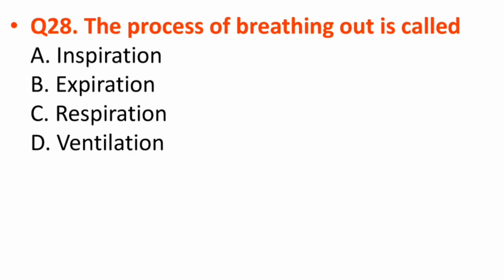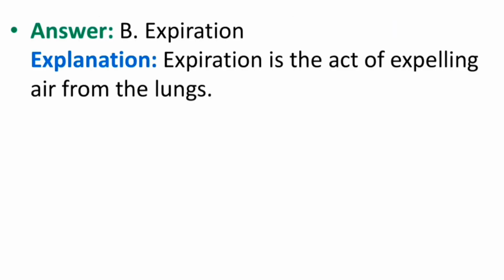The next question. The process of breathing out is called option A inspiration, option B expiration, option C respiration, option D ventilation. The correct answer is option B expiration. Expiration is the act of expelling air from the lungs.